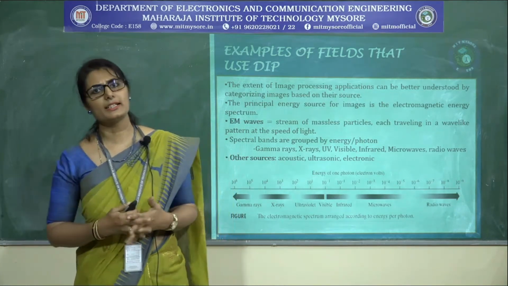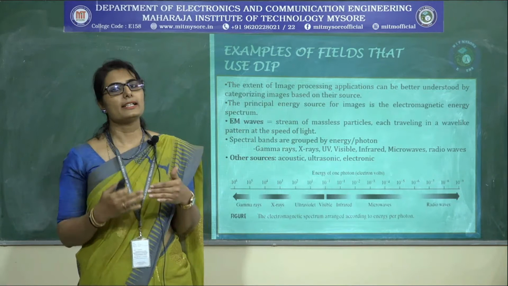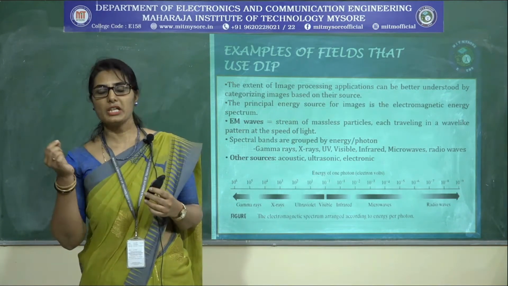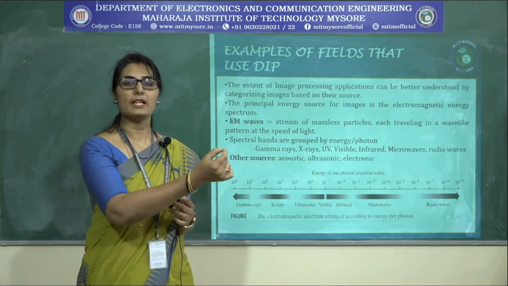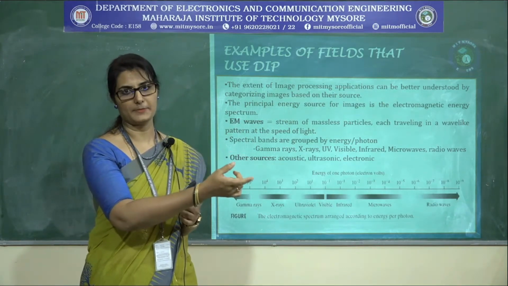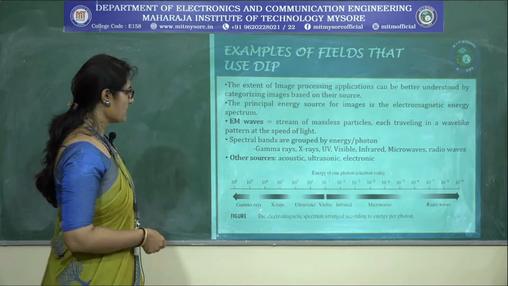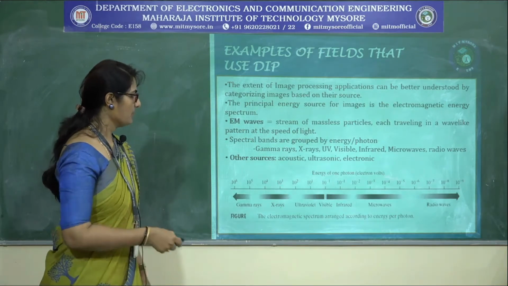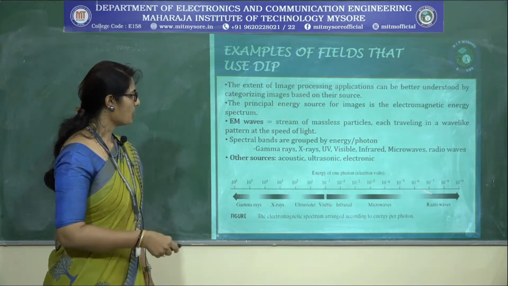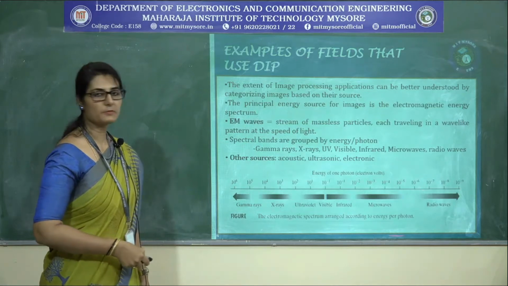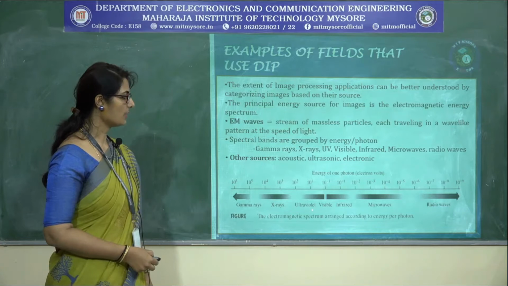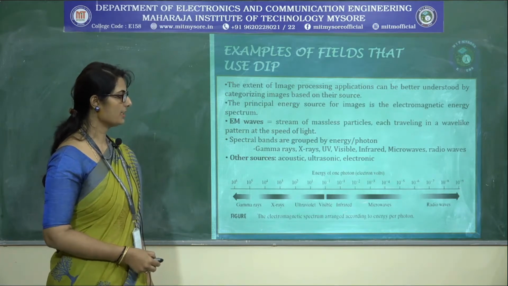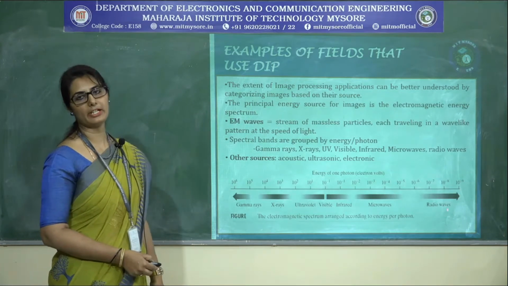So, what are electromagnetic waves? Electromagnetic waves are a stream of massless particles, each traveling in a wave-like pattern at the speed of light. So, this is the image of the electromagnetic spectrum where the spectral bands are grouped by energy per photon, starting from gamma rays, X-rays, ultraviolet rays, visible, infrared, microwaves and radio waves.